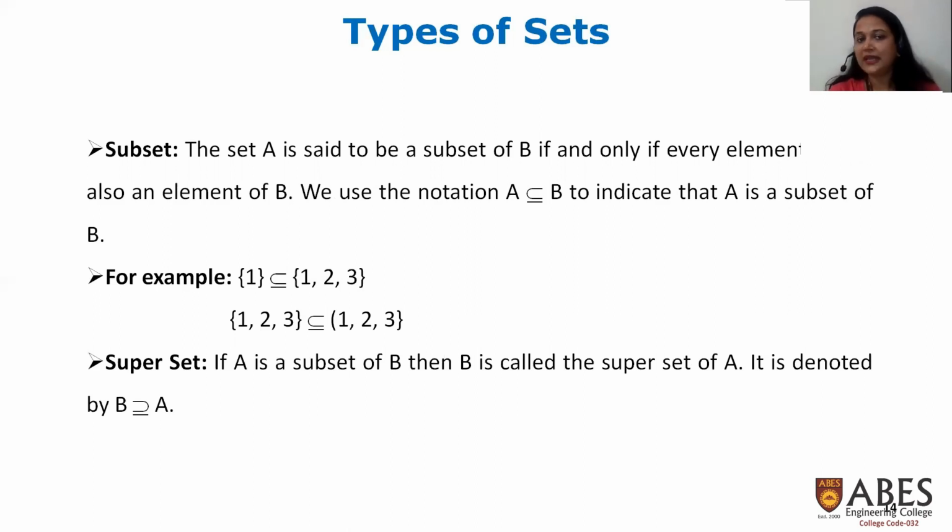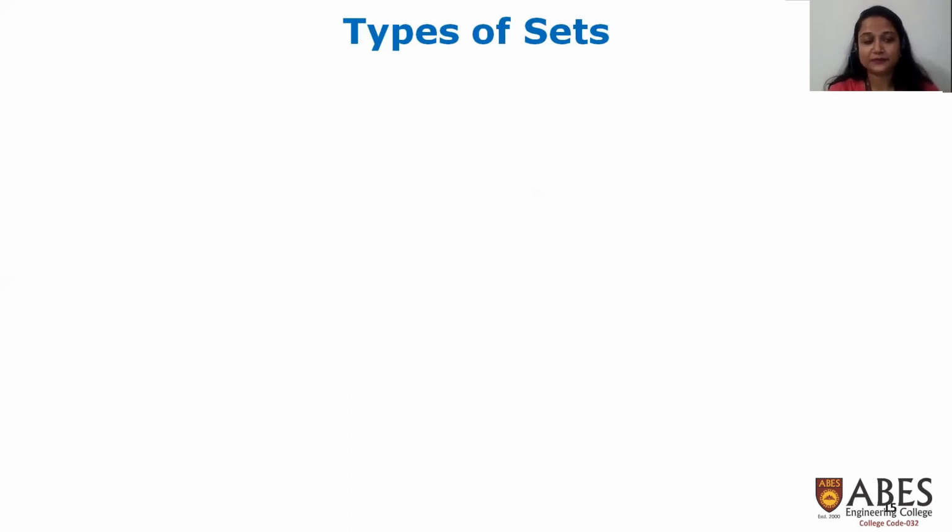So in short, we can say that set A is said to be a subset of B if and only if every element of A is also an element of B. When we talk about superset, if A is a subset of B, right, then B will be called a superset because that is the parent set to which we are mapping.